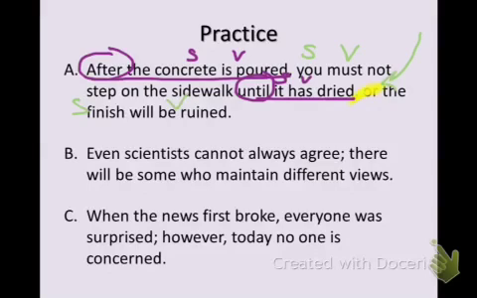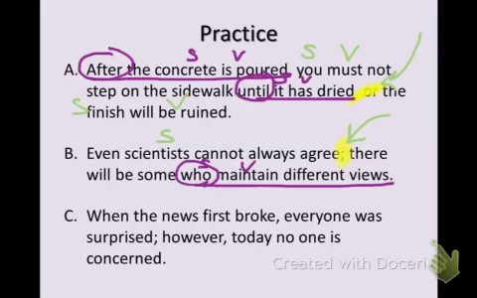In sentence B, even scientists cannot always agree; there will be some who maintain different views. Again, I see my semicolon here, which indicates a compound sentence. I'm sort of always looking to see if I have subordinate clauses, looking at relative pronouns, relative adverbs, and subordinating conjunctions. Here I see a relative pronoun, which indicates this is my adjective clause. There's a subject there, there's a verb there. And then this indicates compound sentence, so both sides of that should have a subject and verb.